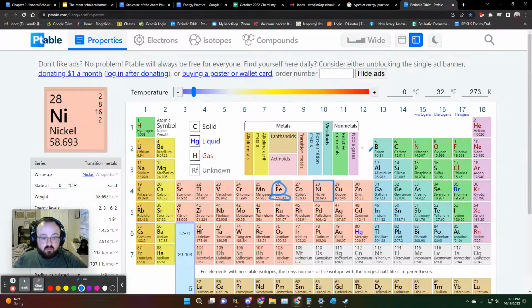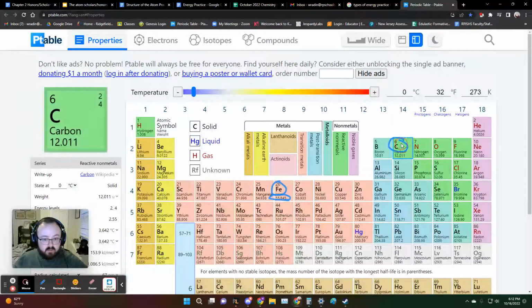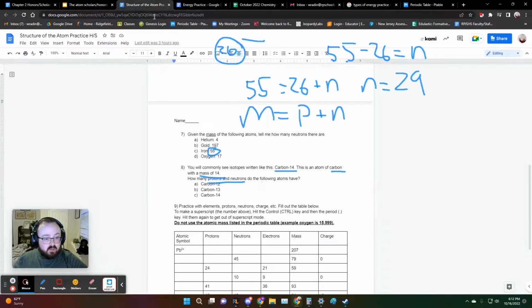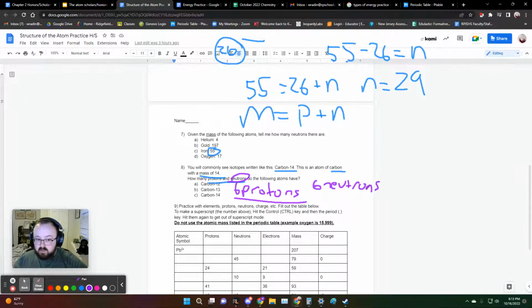Well, this is carbon. Carbon, just like every other atom of carbon, has 6 protons. So you already know that there are six protons in all 3 of these atoms. But the only thing that changes is the amount of neutrons. Carbon 12 has 6 protons, so there's 6 neutrons. 12 minus 6. Carbon 13 has 7 neutrons.